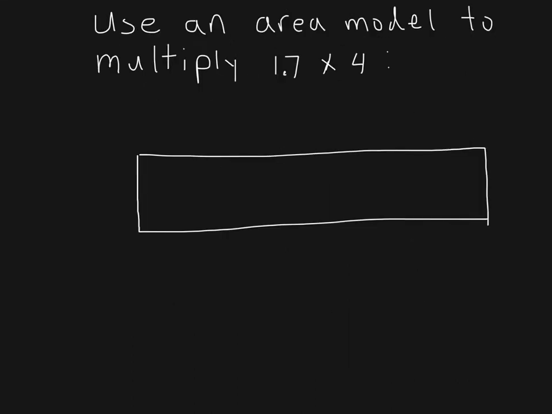Next, we're going to use an area model to multiply 1 7/10 times 4. So I'd like you to pause right now and see if you remember how to use the area model without any help from me. And then you can turn the video back on and listen and see if you remembered correctly. If you don't remember how to use an area model, then turn it on and there'll be another place where you can pause in a second.